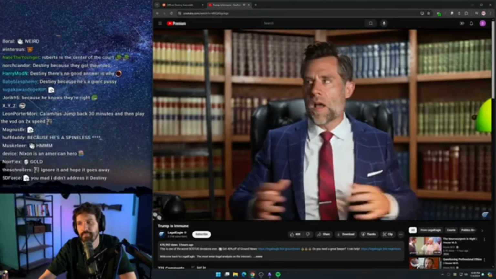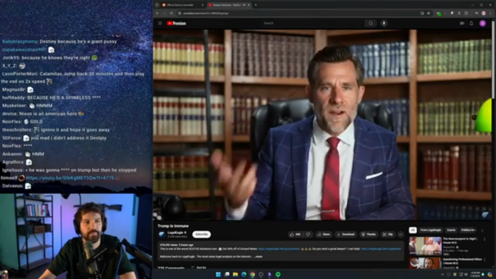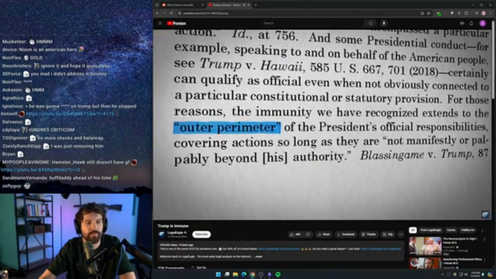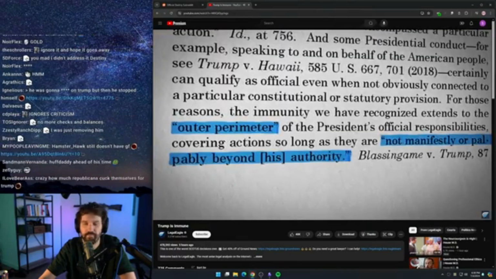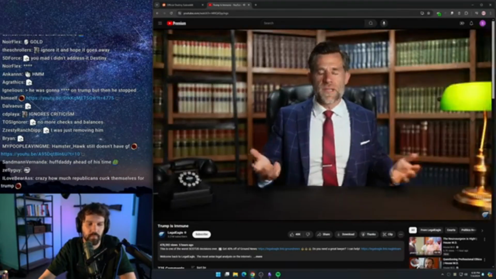So while it provides tons of guidance on what is an official act and is therefore immune from prosecution, they give zero guidance whatsoever on what is an unofficial act and therefore would be prosecutable. All we know is that official acts which are immune are anything within the outer perimeter of the president's official responsibilities, covering actions so long as they are not manifestly or palpably beyond his authority. That's almost anything a president does. So the court has also made the official versus unofficial distinction almost meaningless.